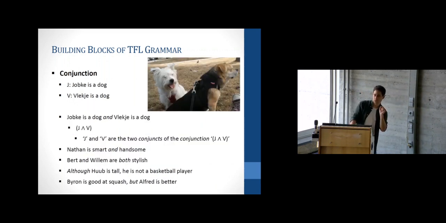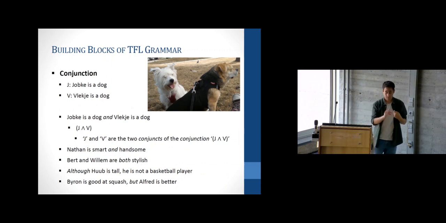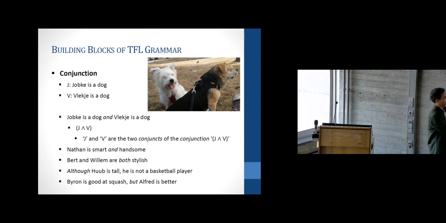Negation is our easiest connective because it only applies to one thing. You take a sentence, you negate it, you get a new sentence. The rest of our connectives connect two different sentences. So we start with conjunction. If I have two atomic sentences, the dog Lekia is a dog, V and J, I can conjoin them to get a new sentence, Joke is a dog and Black is a dog. And we write it down as J conjunction V. Okay? And we put parentheses.